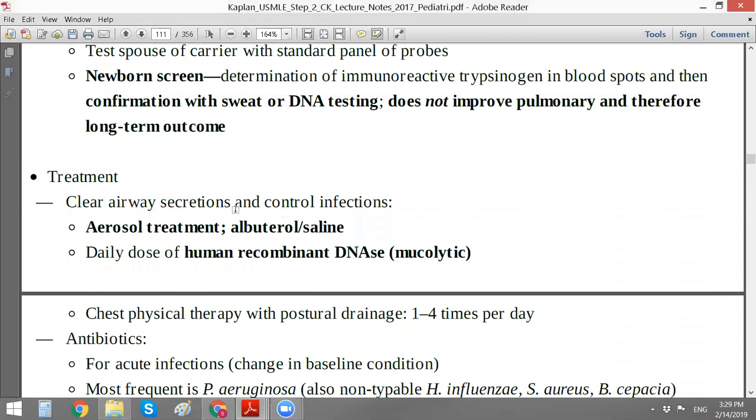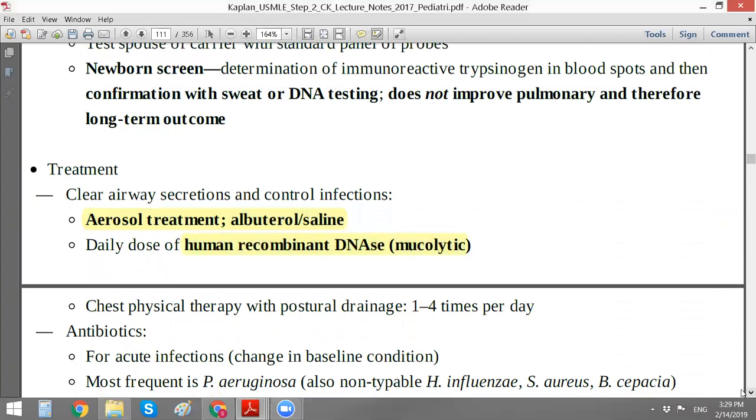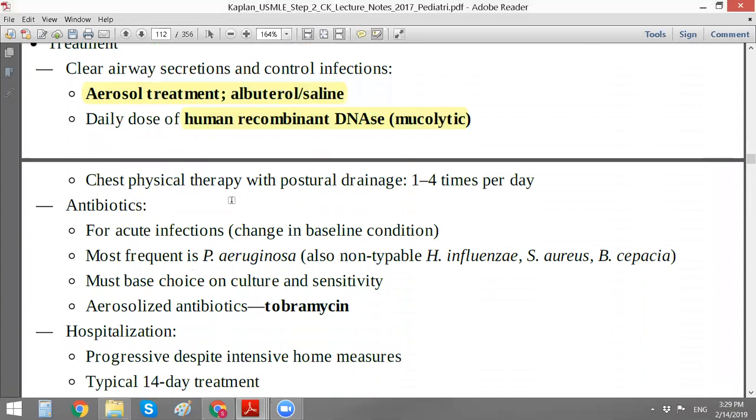Treatment is to clear airway secretions and control infections: aerosol treatment with albuterol and saline, and daily recombinant DNase as a mucolytic. And what else? Chest physical therapy with postural drainage. Then antibiotics for acute infection, most frequently aerosolized tobramycin. Yes, we are giving this. Most frequent is P. aeruginosa, so we must base the choice on culture and sensitivity.